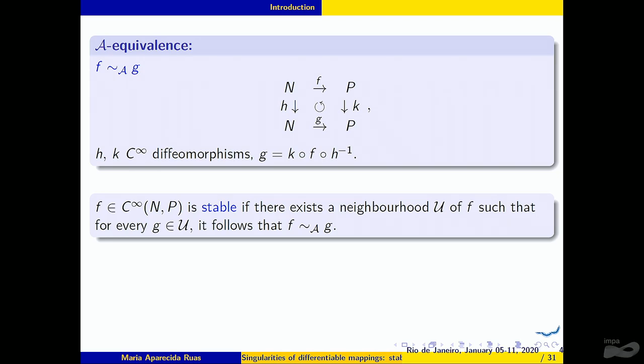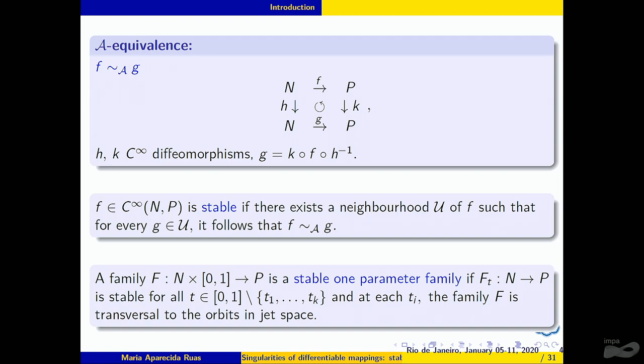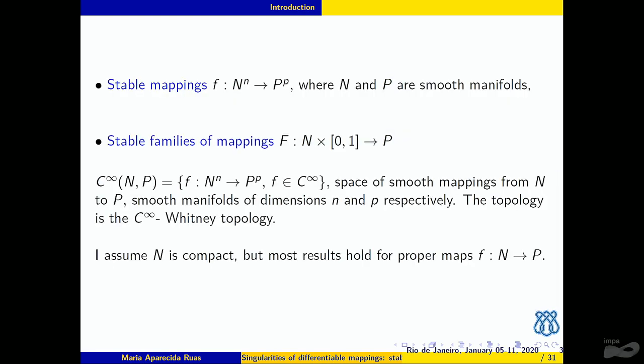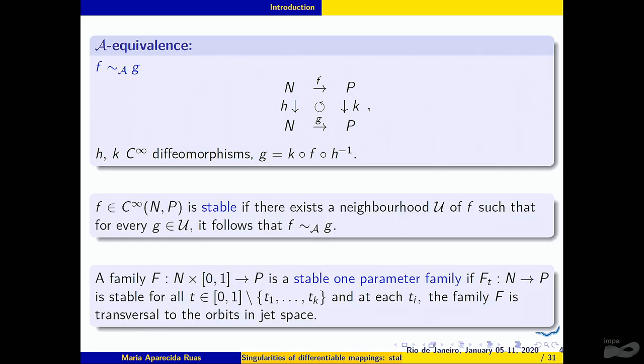That means, as Marcel said in his course, that if you perturb F a little bit, you don't change the qualitative behavior of F. I also want to define a stable family. I say that a one-parameter family F from N cross [0,1] to P is a stable one-parameter family if for every t in [0,1], except eventually a finite number t_1, t_2, ..., t_k, the corresponding map F_t from N to P is stable. And for those exceptional bifurcation values, I want the family to be transversal to the orbits in jet space. I will be a little more precise later in the talk, but for a while, this is the definition.